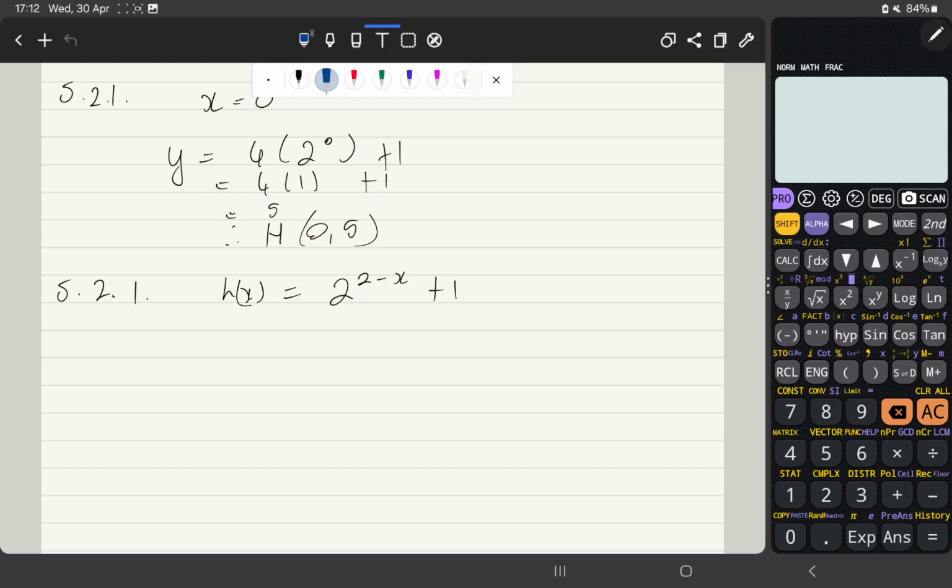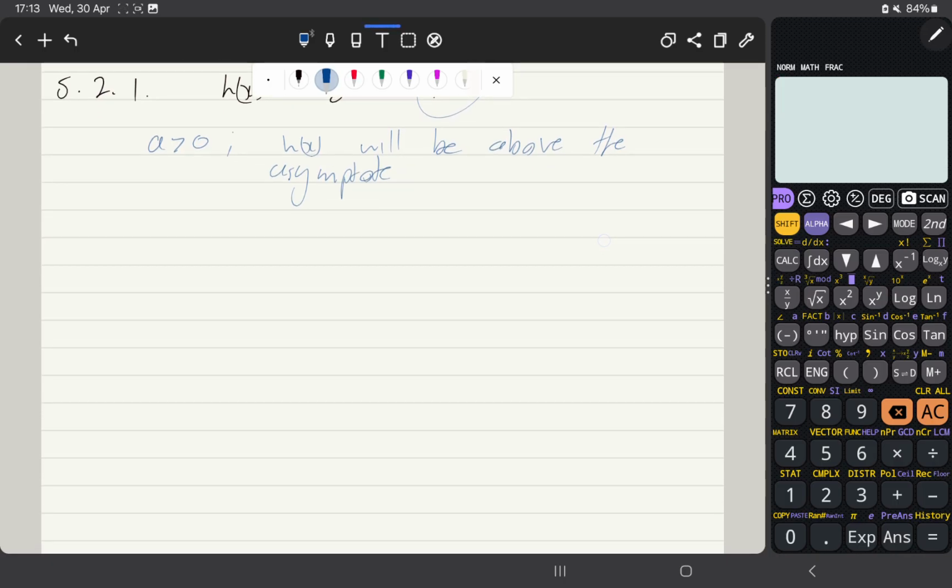I'm going to note it down, maybe in blue, and say if a is greater than 0, h of x will be above the asymptote. And then if a is smaller than 0, we have the opposite. It's going to be below the asymptote. So what's the asymptote here? It is the horizontal asymptote, which is positive 1.